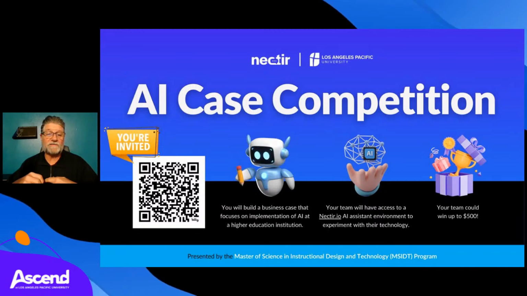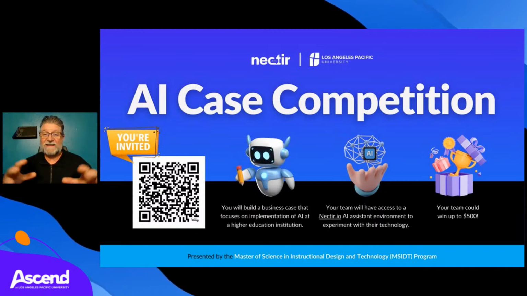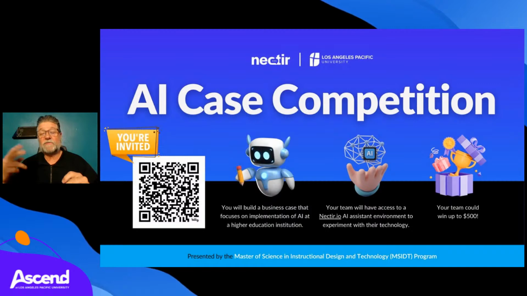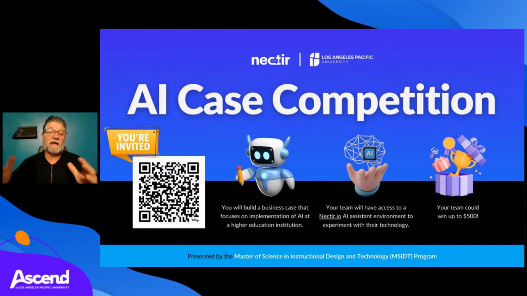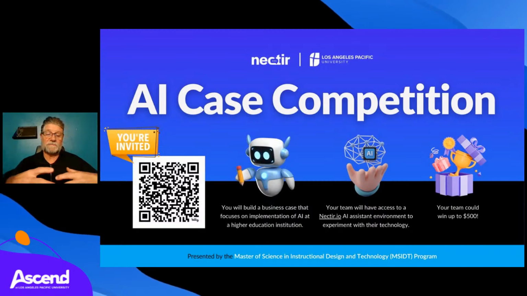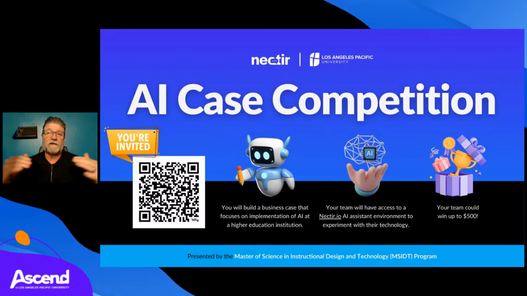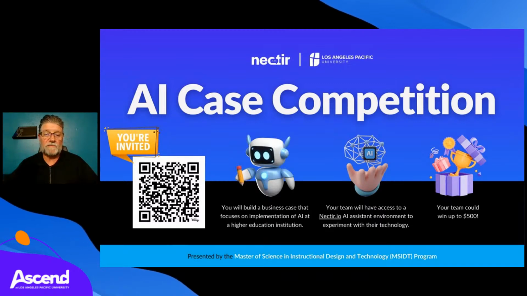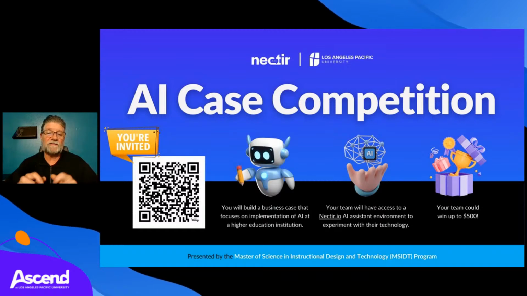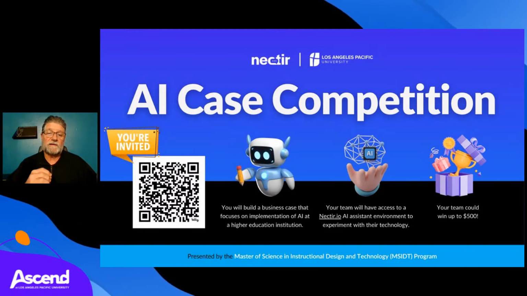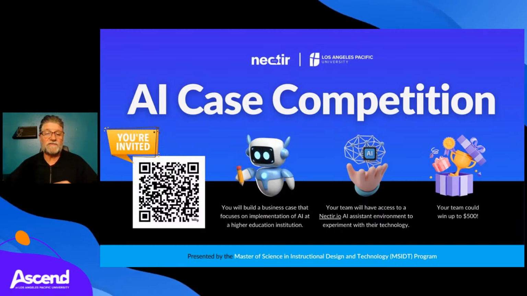Those are team prizes. So you get a case competition on April 30th, but 2 weeks prior to that, you get access to Nectar's AI assistant, and you can use them however you like, play with them to figure out what the best prompts are to use and really get a deep dive into whatever you would like to do with the AI assistant. So it's really neat to be able to do that. So use that QR code to sign up.